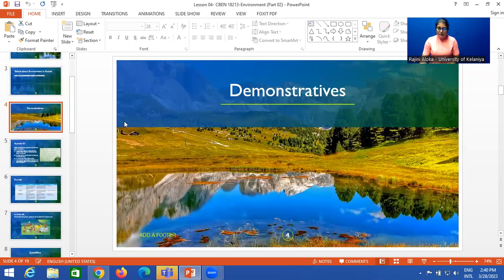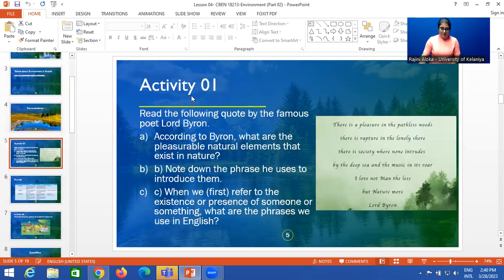So we are moving to this activity 1. Read the following quote by the famous poet Lord Byron. Let's read this and see.